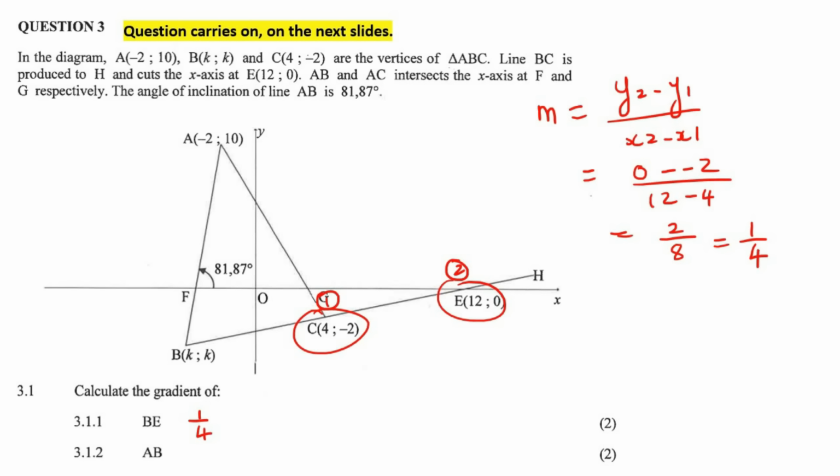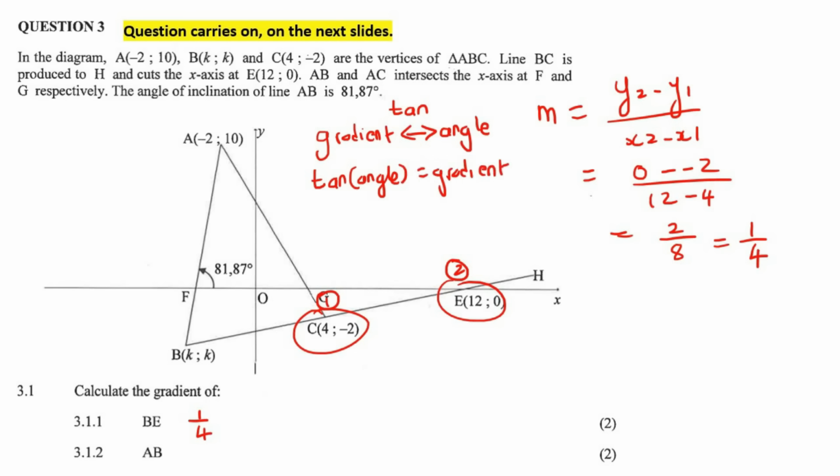Now remember the following. If you know the gradient, then you can work out the angle, and vice versa. If you have the angle, you can get the gradient, and if you have the gradient, you can get the angle. And the way that we do that is by using tan. So you can maybe write the following down. Tan of the angle gives you the gradient.